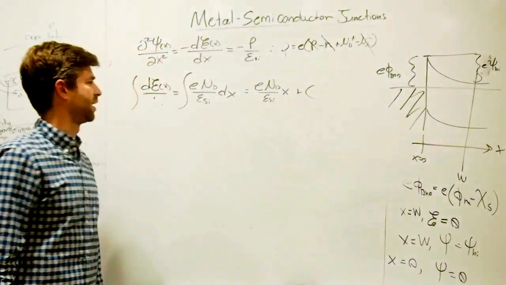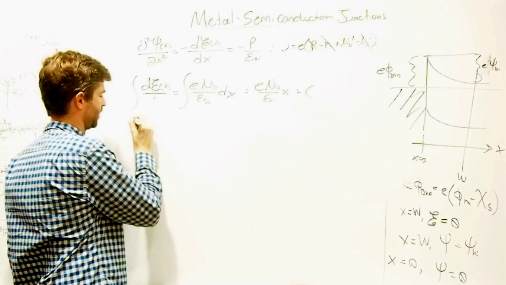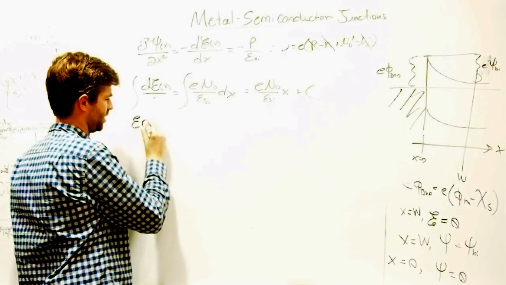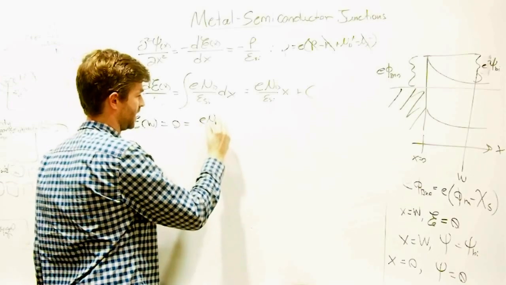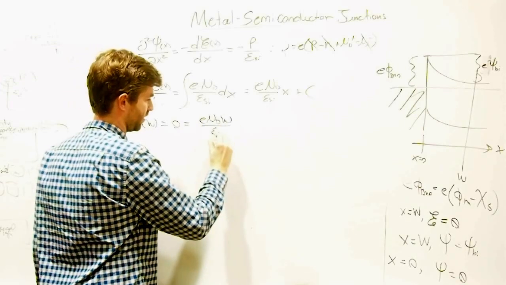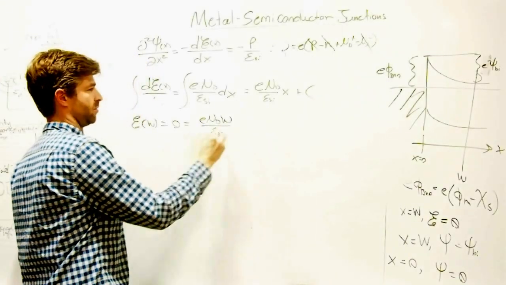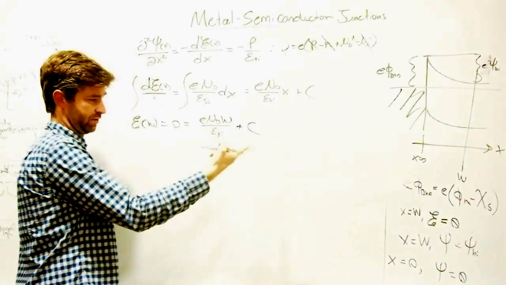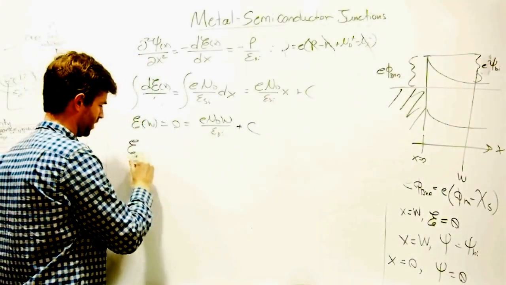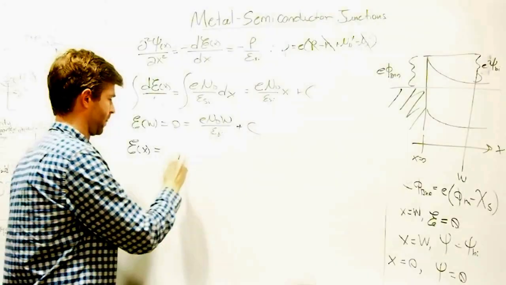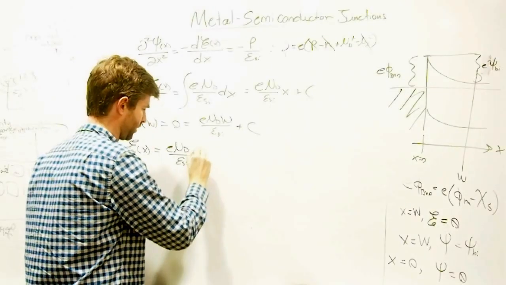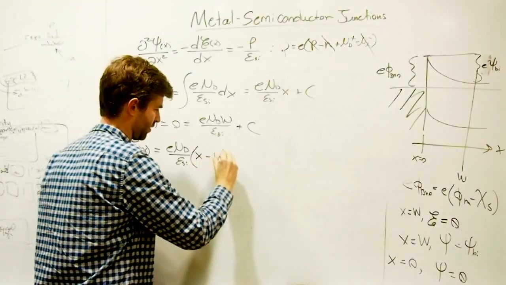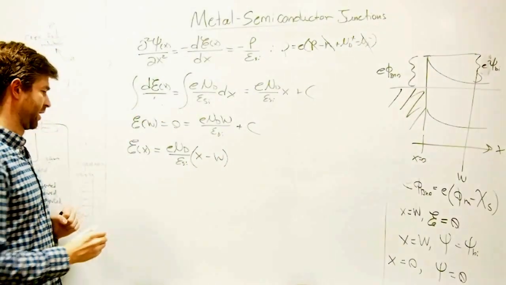Let's apply boundary conditions. What is E at w? Well, that's equal to 0, so it's equal to e ND w over epsilon silicon plus C. So C is the negative of that, and we can rewrite the equation: E of x is equal to e ND over epsilon silicon times x minus w. Okay, now we integrate again.